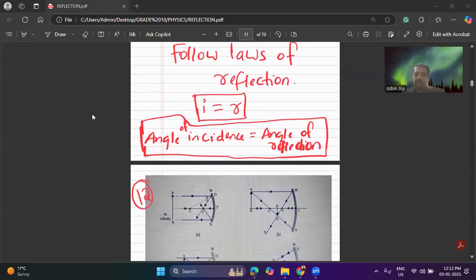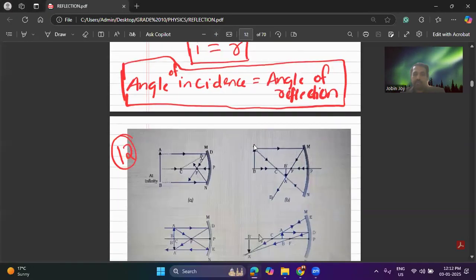Okay, so this is very important. Angle of incidence I is equal to R. Please remember this law. I is equal to R. Angle of incidence will be equal to angle of reflection. Then coming to the different cases. Next, we will discuss the different cases of image formation.